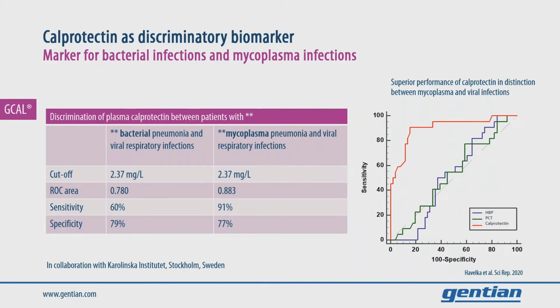So Calprotectin can be used as a discriminatory biomarker of bacterial versus viral infections. These results obtained with the Gentian GCAL assay defined a cutoff of 2.37 mg per liter for the distinction of bacterial versus viral infection, with a 60% sensitivity and a 79% specificity. Interestingly, Calprotectin is also increased in mycoplasma infections, allowing discrimination of mycoplasma versus viral infection, which is not seen with other inflammatory biomarkers and can be very helpful for this hard-to-diagnose condition.